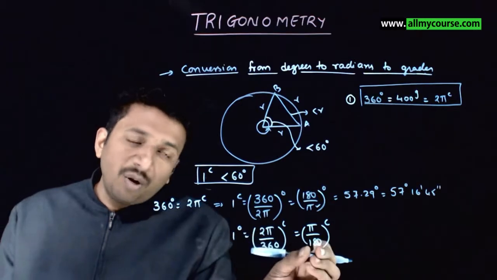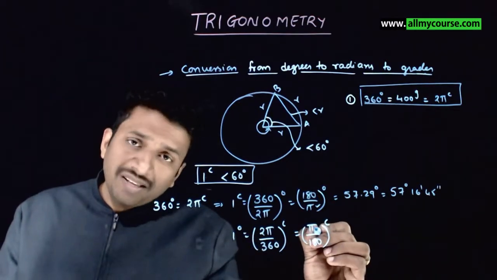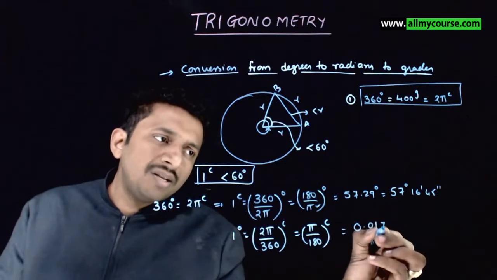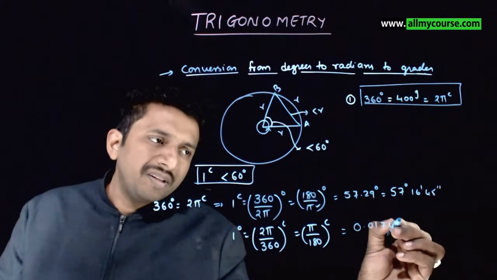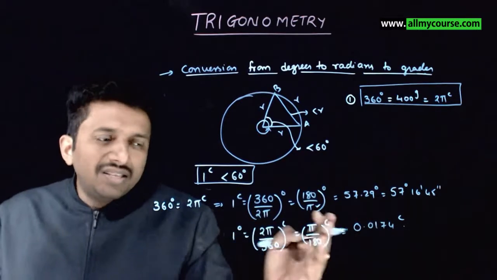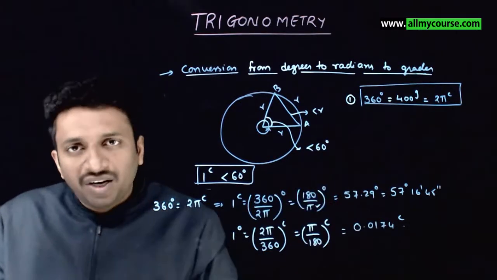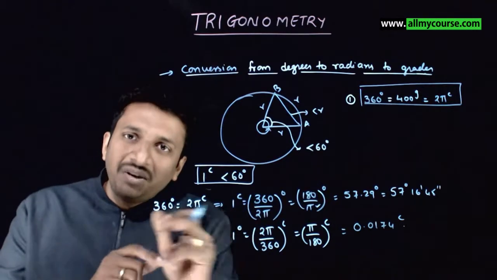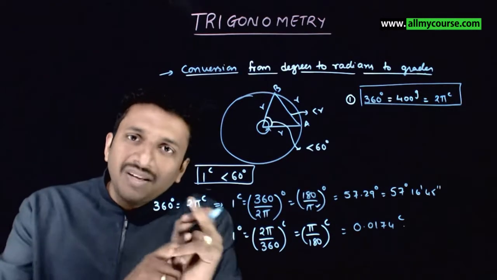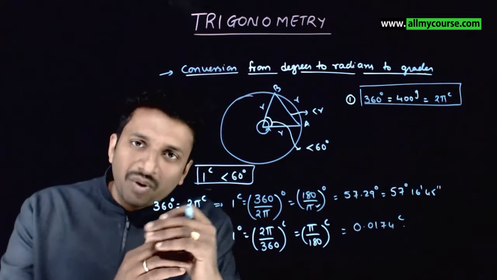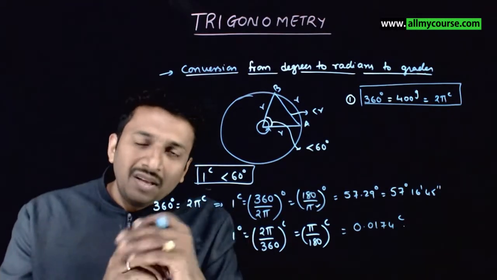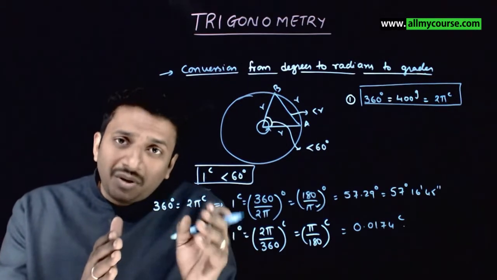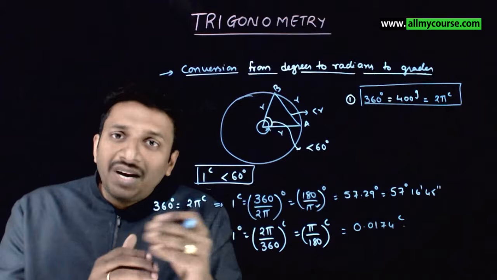So 1 degree is equal to pi by 180 radians. Pi is 3.14, divided by 180, so it turns out to be 0.0174 and so on radians. So 1 degree is equal to 0.0174 radians. What I usually remember is that the radian is a bigger unit. So if you want to convert radians into degrees, you should get a bigger number, so we multiply by 180 by pi. If you want to convert degrees into radians, you should get a smaller number, because radian is a bigger unit, so you multiply by pi by 180.